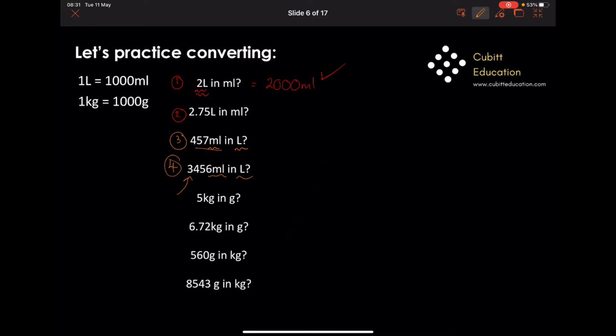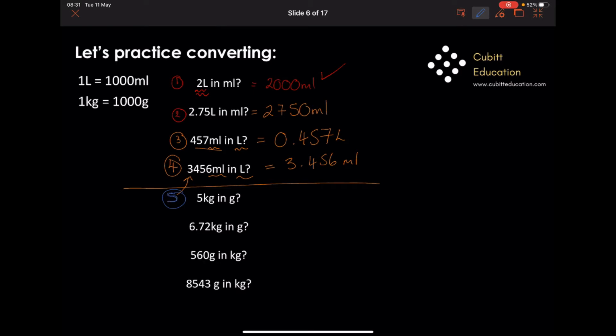Tell you what I will do though, just for your benefit, is write the answers in here. You'll come to realise that once you've done it quite a few times, you'll see a pattern, and it won't be so difficult. Okay, what we're going to do now is I'm going to change my colour and we're going to do grams and kilograms. So let's do question 5.